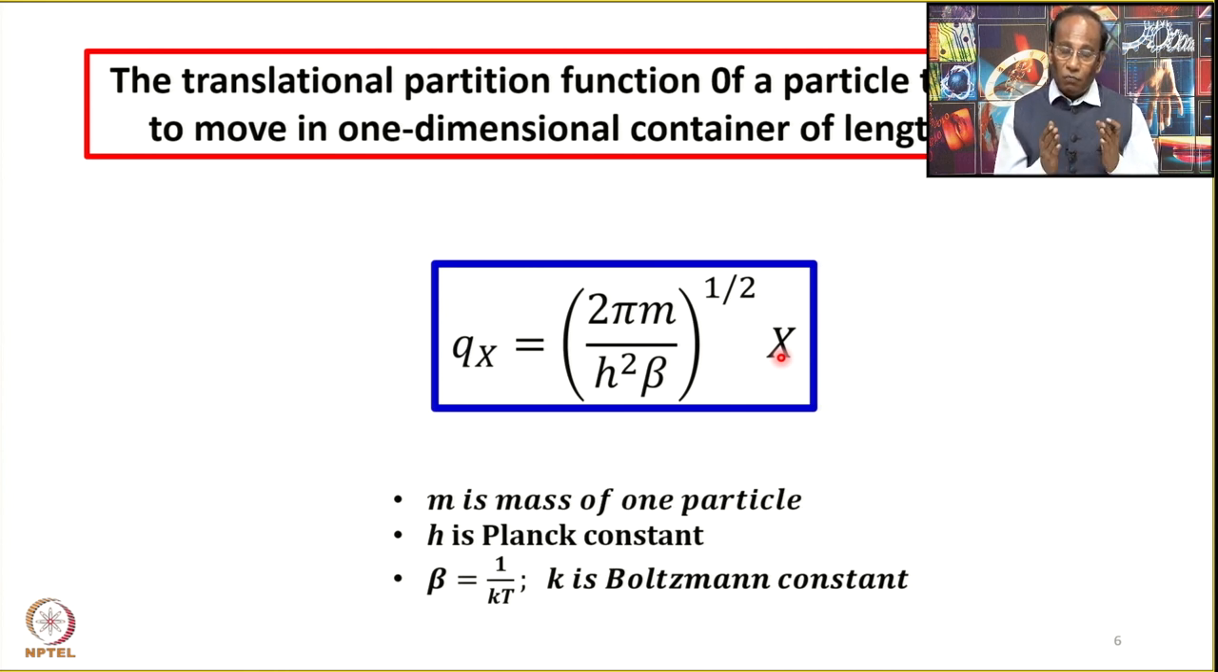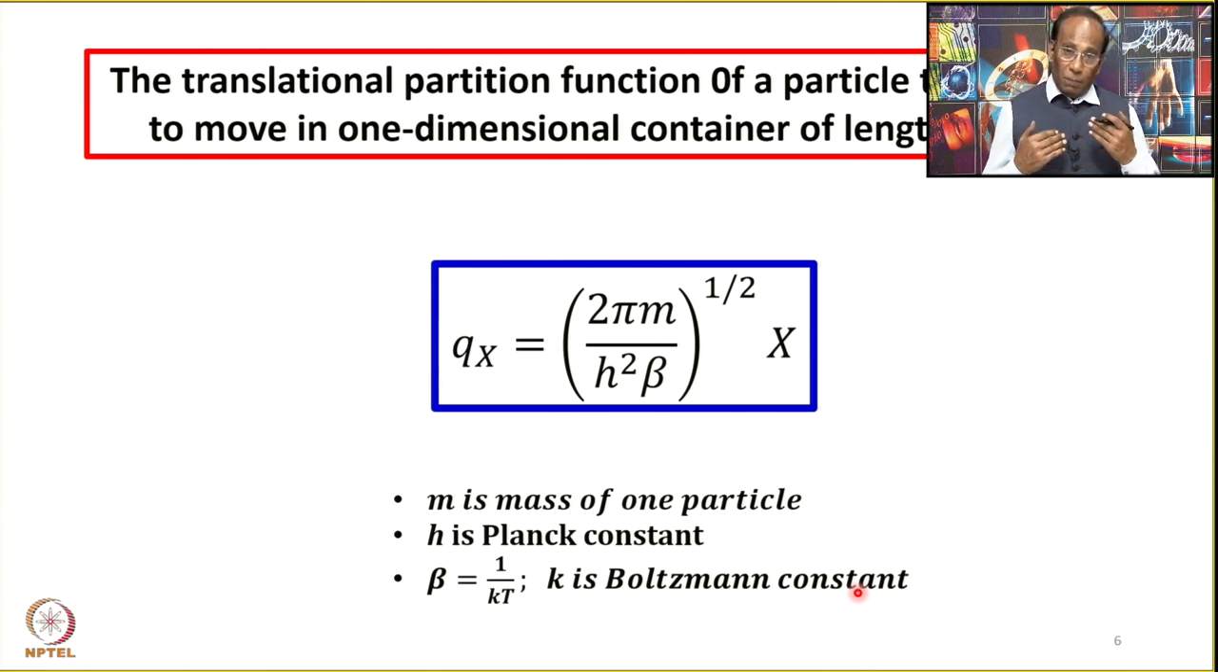And since here we are talking about per molecule, per particle, when you use a number for m, this is going to be the mass of one molecule, atom, particle, whatever you are applying to. Remember this, it is the mass of one particle. Do not substitute it equal to the molecular weight. You need to convert to the mass of one particle. H is Planck constant and beta is 1 over kT, where k is Boltzmann constant.